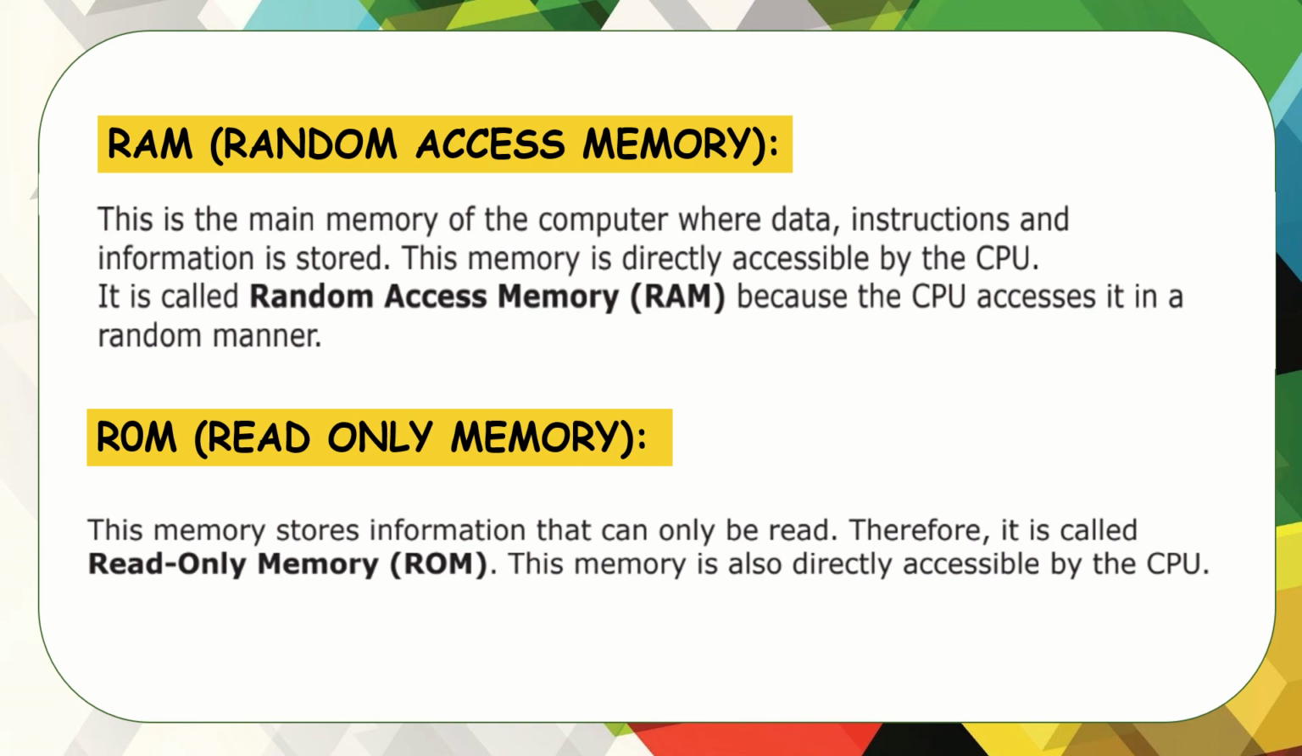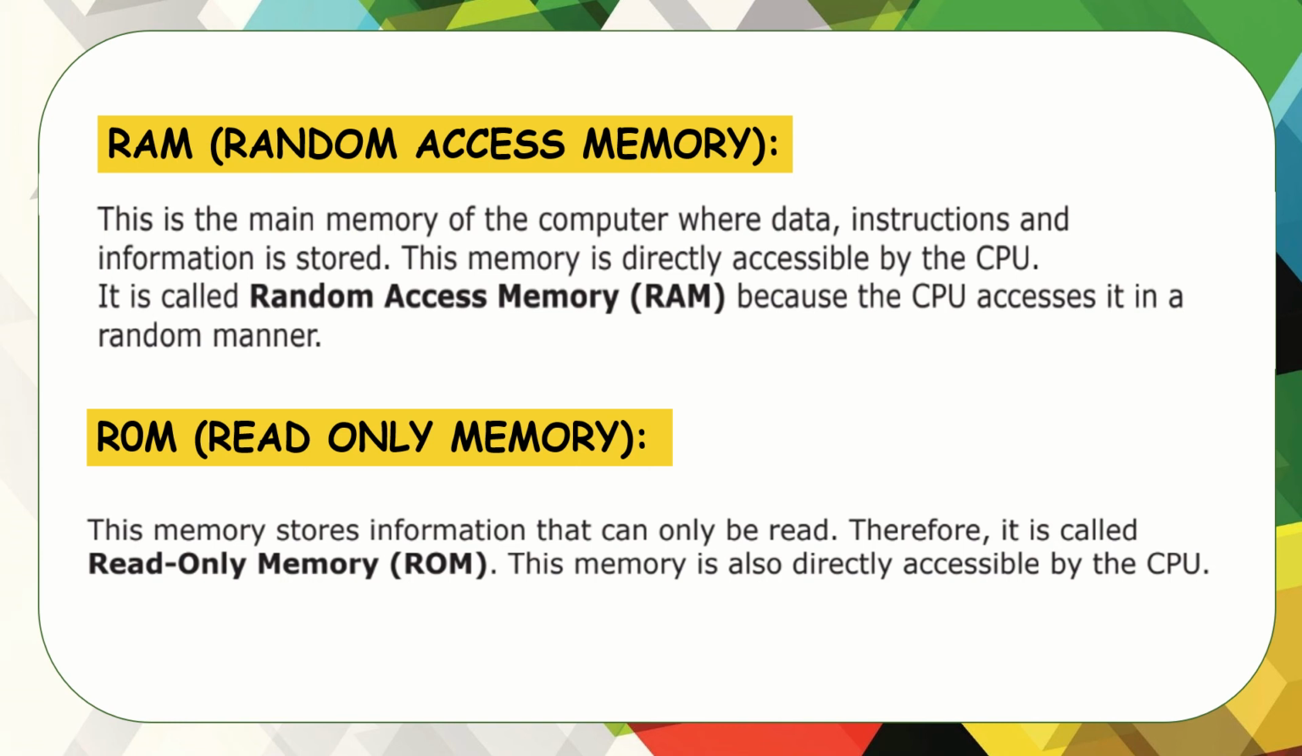ROM, that is read only memory. This memory stores information that can only be read. Therefore, it is called read only memory. Got it? ROM, read only memory. This memory stores information that can only be read. You cannot make changes to it. Got it? But in RAM you can make changes.